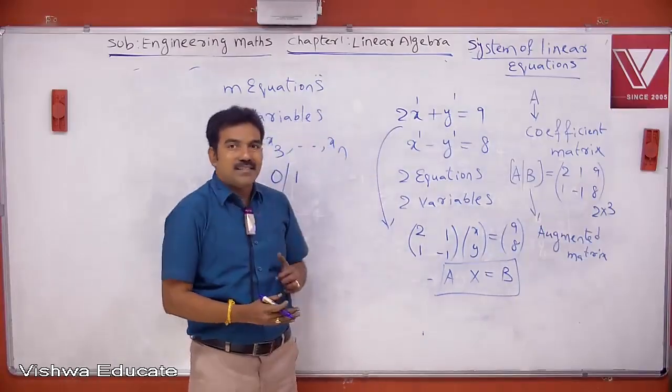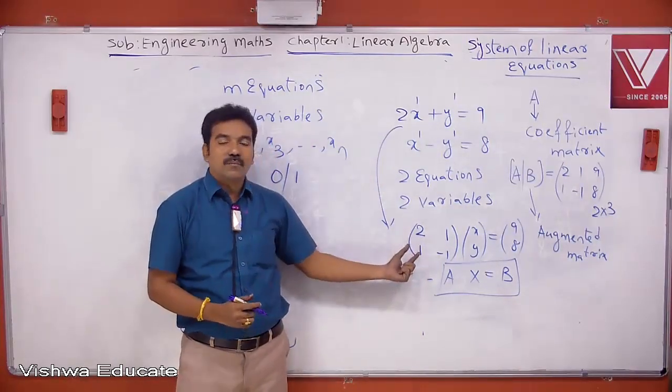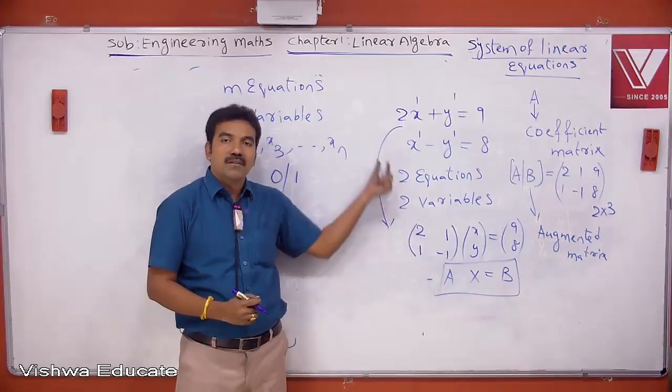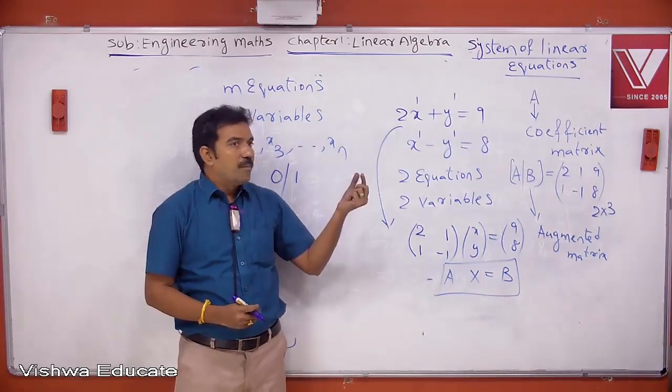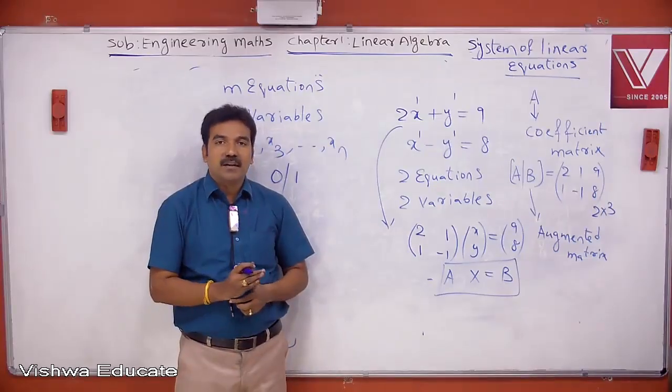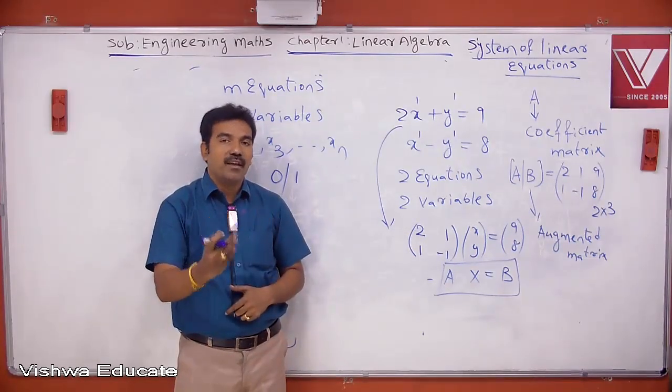So let us try to understand what is coefficient matrix, what is augmented matrix. Coefficient matrix is the matrix obtained from system of linear equations by considering its coefficients. Augmented matrix is nothing but a matrix obtained by appending column of right side matrix at the end of A.